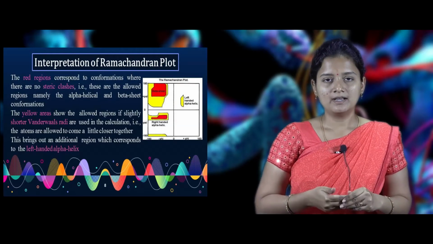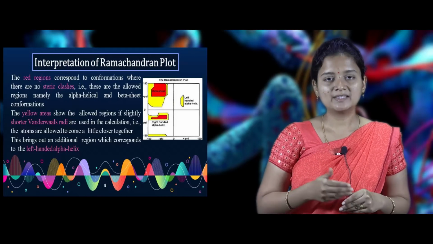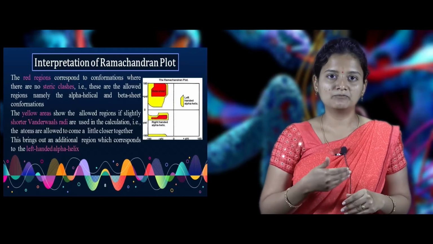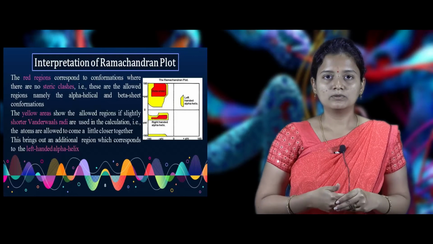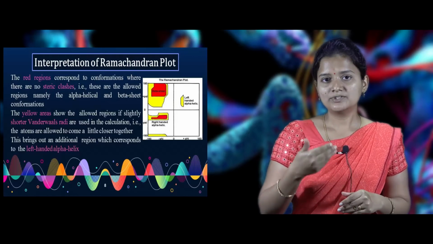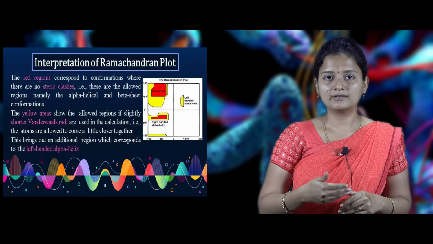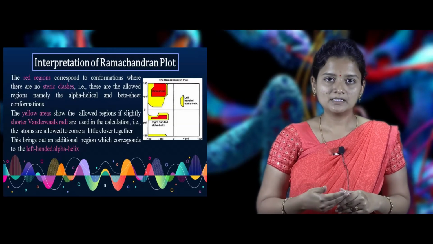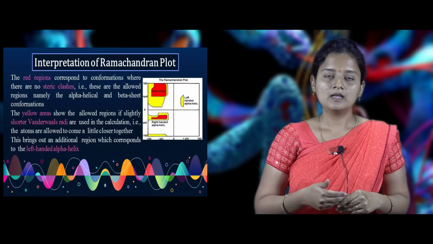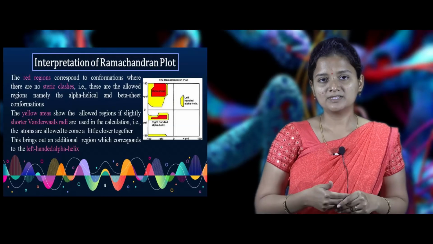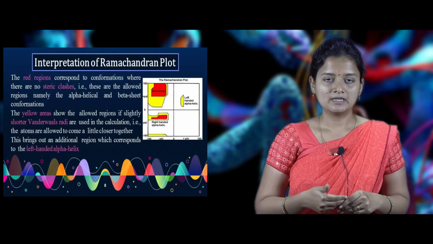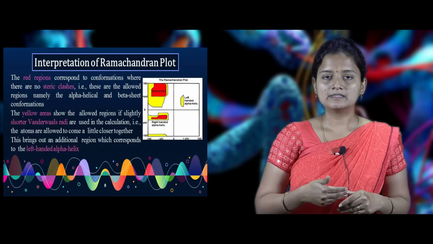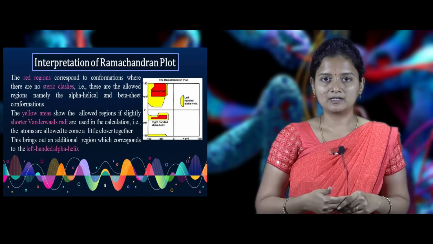When we look at the red regions, we can say red regions are allowed conformational regions. So, it means that most of the amino acids will be present in the red regions. We could say the amino acids present in the red regions might have alpha helix conformation or beta sheet conformations. So, the red region is an allowed region in the Ramachandran plot.